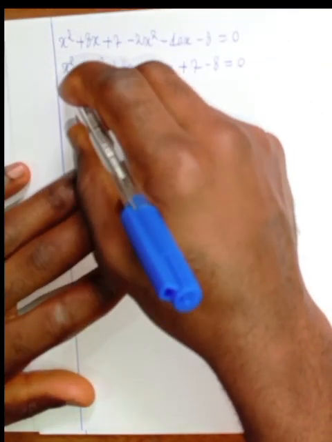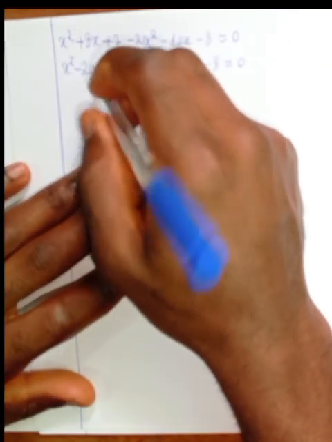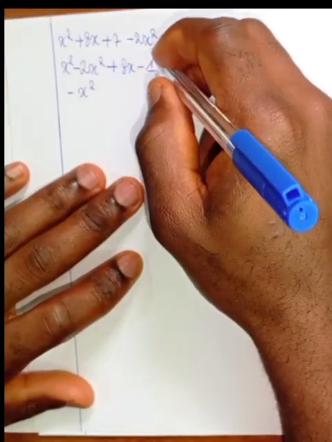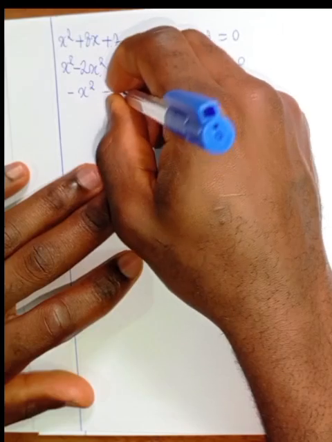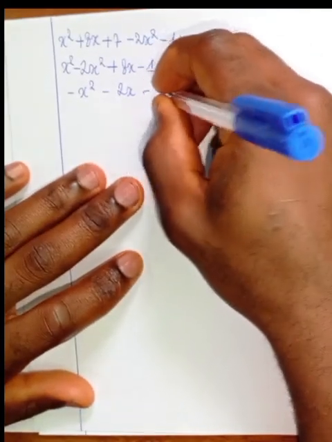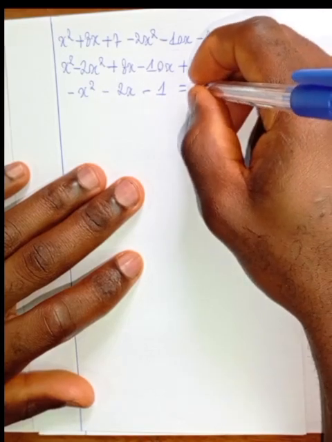Next, we have to simplify. x squared minus 2x squared will give us negative x squared. 8x minus 10x gives us negative 2x. 7 minus 8 gives us negative 1. This is equal to 0.